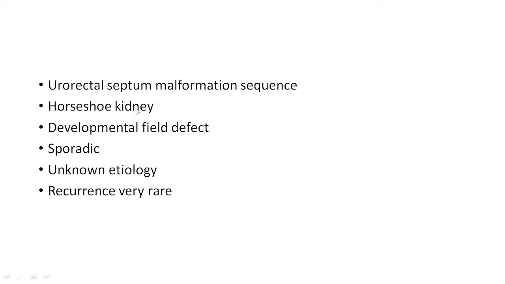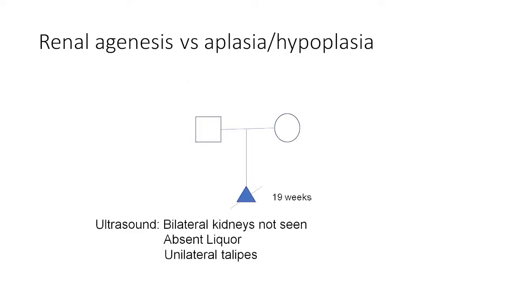So, urorectal septal malformation sequence where horseshoe kidney developmental field defect is sporadic in nature, unknown etiology, and recurrence is very rare, but they can sometimes have cystic kidneys. Okay. So, when they are having a cystic kidney, we cannot exclude in our understanding what type of disease. So, it is not primarily the cystic disease, it is primarily the congenital abnormality of kidney and urinary tract in totality.